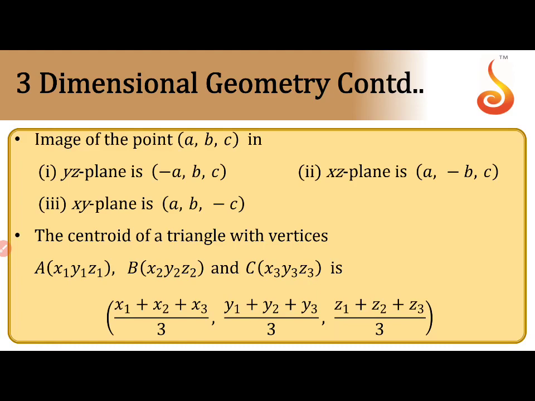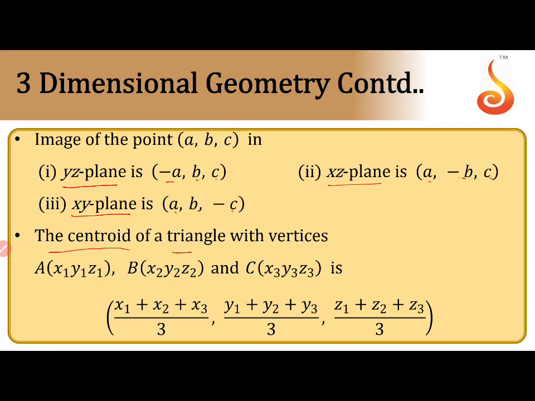Next, the image of a point (a, b, c) in the yz plane is (-a, b, c), on the xz plane is (a, -b, c), on the xy plane is (a, b, -c). On the yz plane, the x coordinate becomes negative. On the xz plane, the y coordinate becomes negative. On the xy plane, c gets the negative symbol. That is the image of a point in different planes.